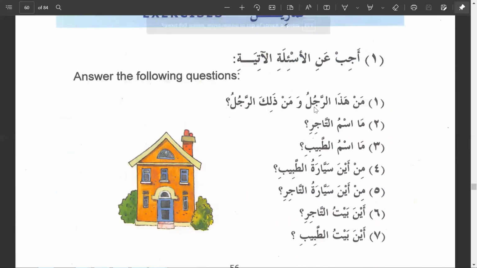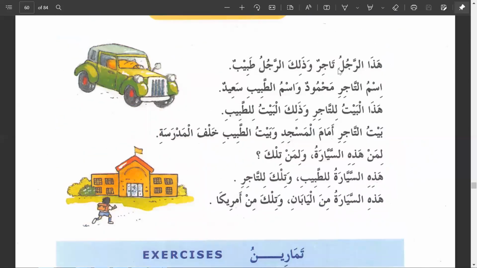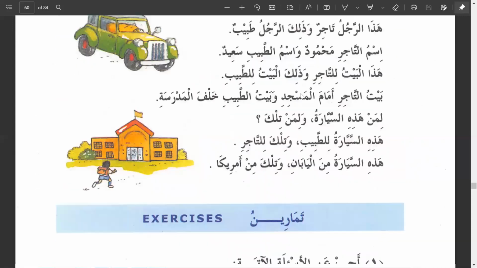Ajib anil as'ilatil atiya. Answer the following questions. Man hazar rajulu wa man dhalikal rajulu. Who is this man and who is that man? This man is a merchant, and that man is a doctor.